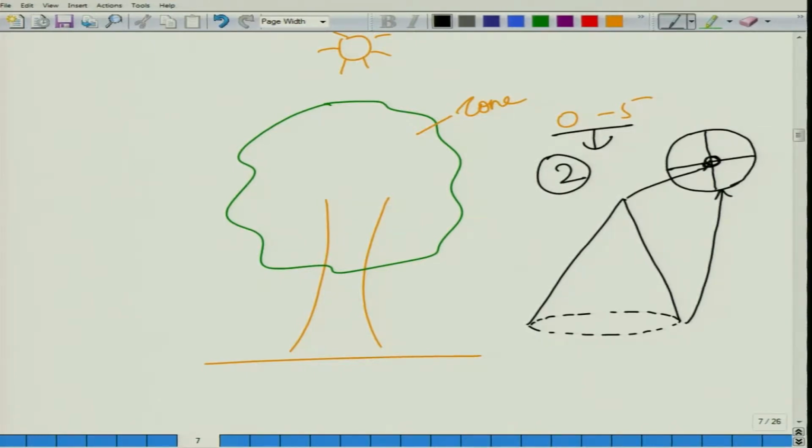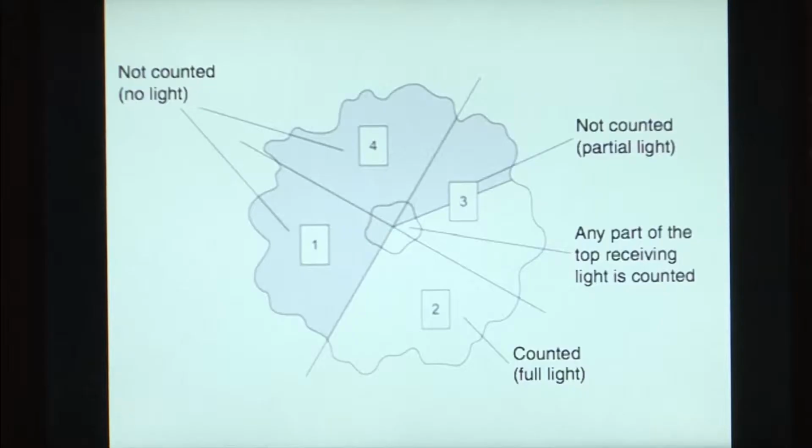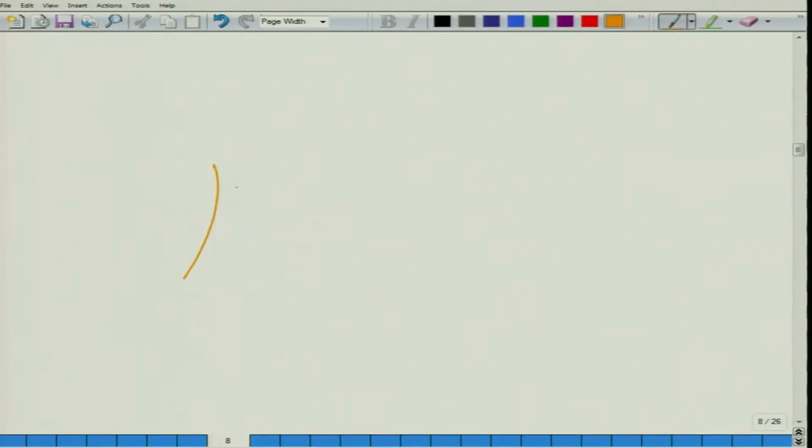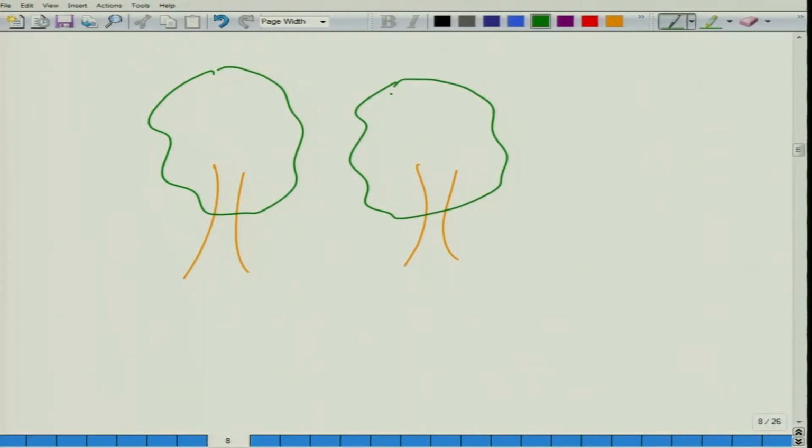So what is the use of this crown light exposure? The intended use is that it estimates the amount of direct sunlight to which a tree is exposed. It provides information about the stand structure and competition, tree and stand vigor, and growth potential. Why is that so? Because let us consider a stand in which your trees are far apart. In this case, the first tree will have a value of 5, the second tree will also have a value of 5.